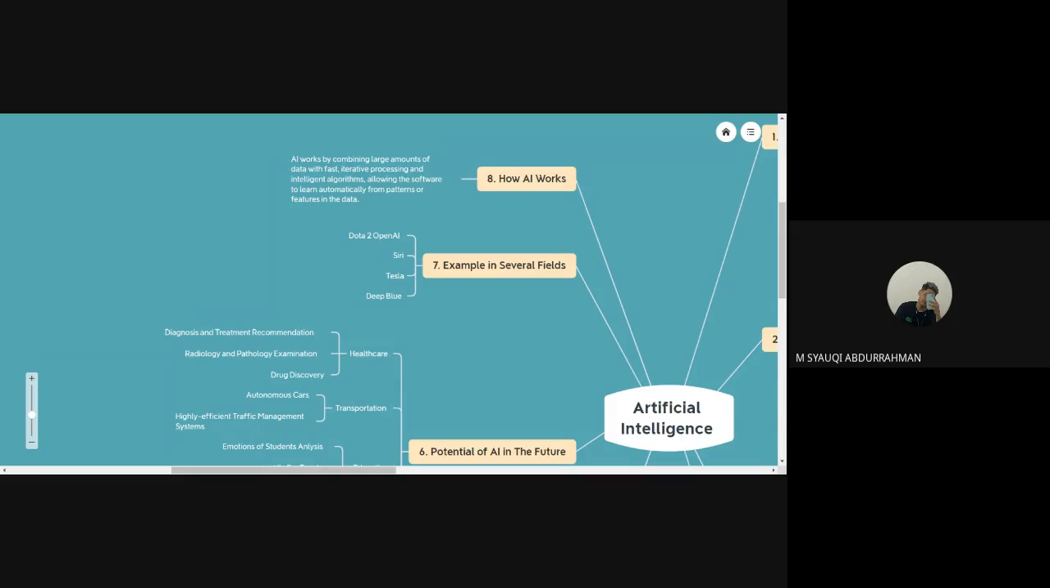And the last one, last but not least, is Deep Blue, a chess-playing computer developed by IBM. It was the first computer to win both a chess game and a chess match against a reigning world champion, Garry Kasparov, under regular time control.